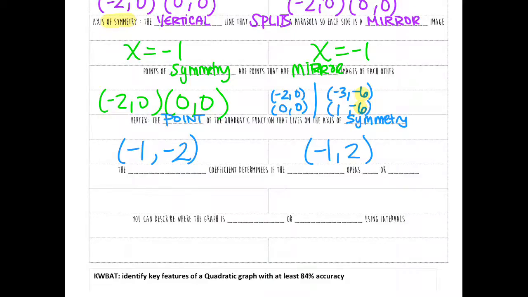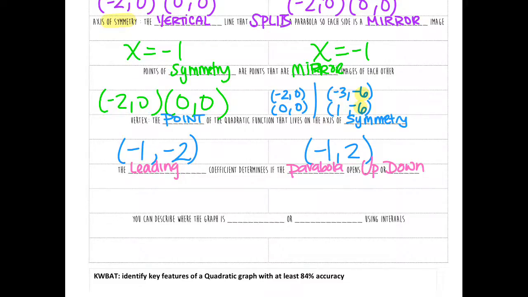Okay, so the leading coefficient is a special way to describe the first number that comes in front of x squared in your quadratic equation. So essentially they're talking about a. So in this box we're going to write the leading coefficient. Now the leading coefficient will determine if your parabola opens up or down.